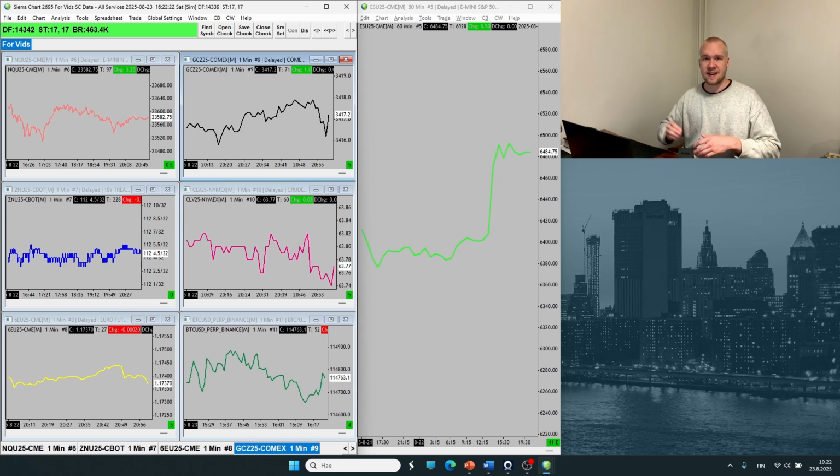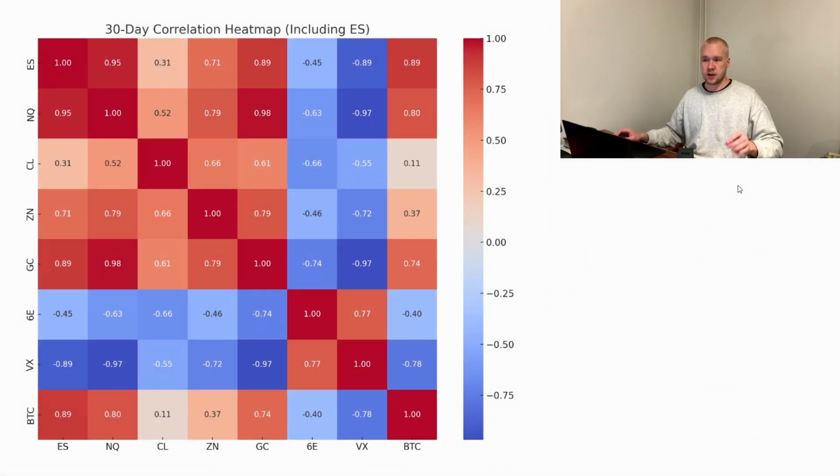So to make this data much more readable and understandable, I have actually created a tool, the 30-day correlation heat map. This is a correlation matrix. The way this correlation heat map works is that we have our 7 top markets here on the left, and in the bottom I have also added an extra market called the VX. This is the VX futures, which tracks market volatility, and it usually moves inversely with equities.